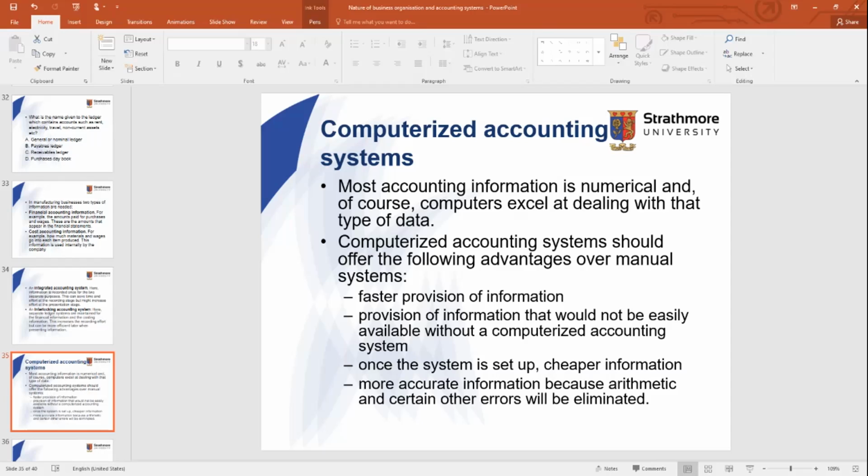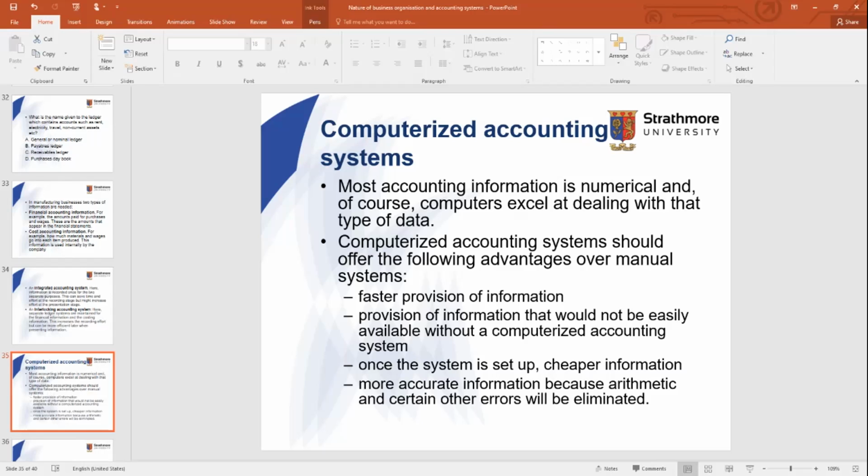Most account information is numerical, and of course computers and Excel deal with that type of data. As I mentioned, quite likely even better than a computer. And this computer accounting system should offer the following advantages over a manual system. This is just a simple list of advantages I've written down here. There are more than this. So this is just to give you more light. Of course, faster provision of information, that is for sure.